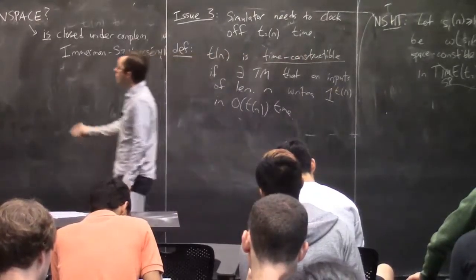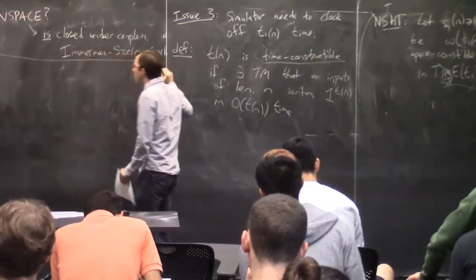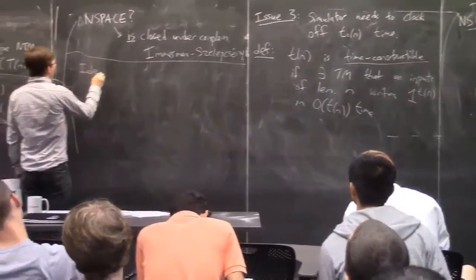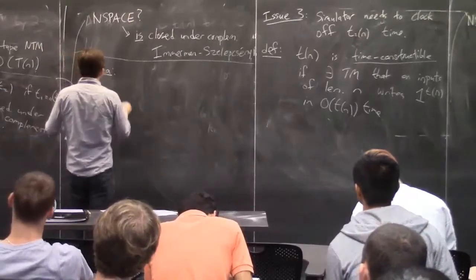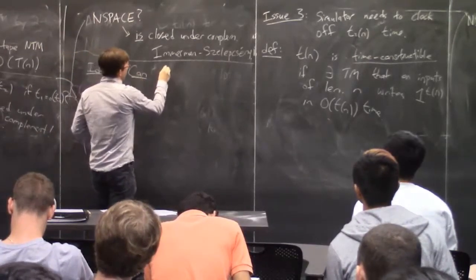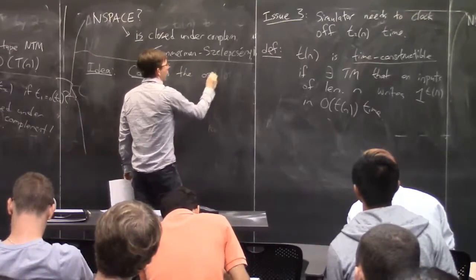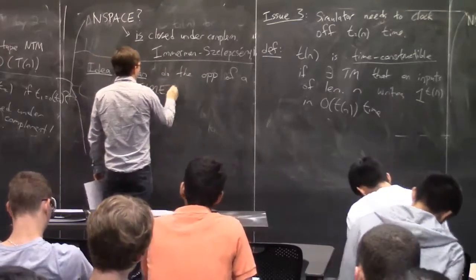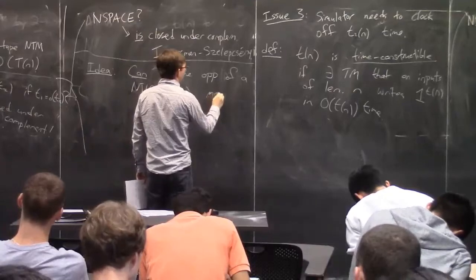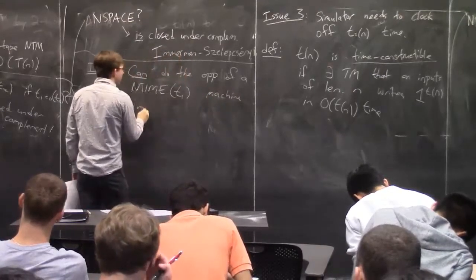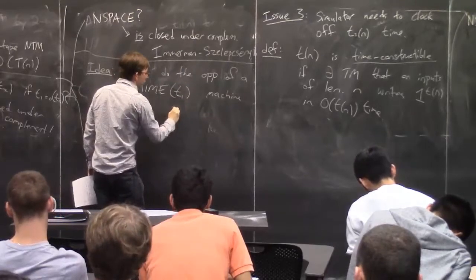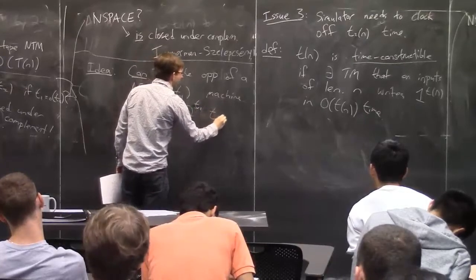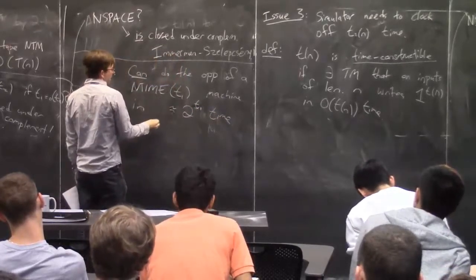And what is one aspect of the idea? One aspect of the idea is this. If you have a time, let's say an n-time, t1 machine, you can do the opposite of it in something like, to be imprecise, 2 to the t1 time. And even deterministic.